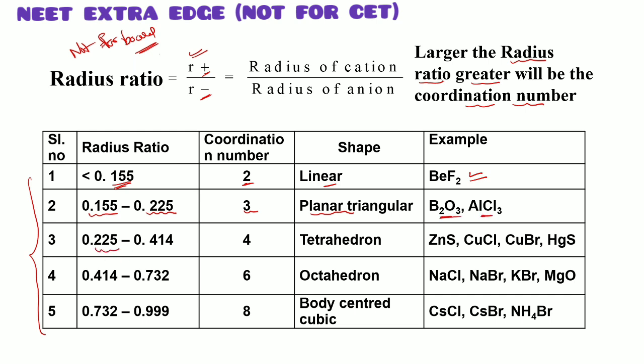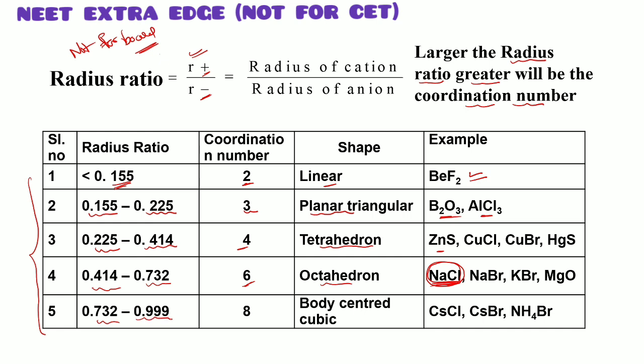If it is 0.225 to 0.414, then remember coordination number is 4. Tetrahedral is the shape, and these are the examples. If it is 0.414 to 0.732, very important, so 6 is the coordination number, octahedral. NaCl is an example. Remember, this is an example, very, very important example.